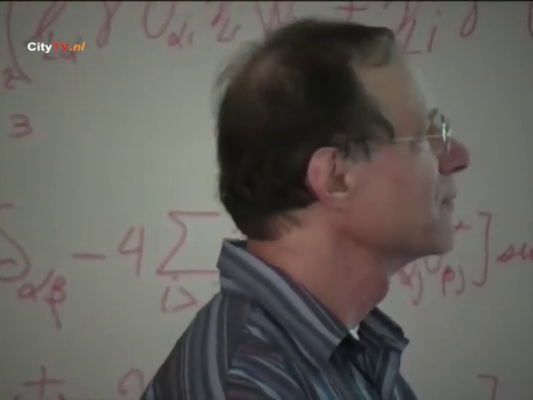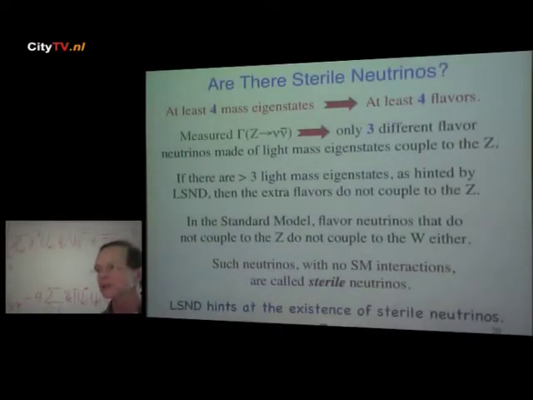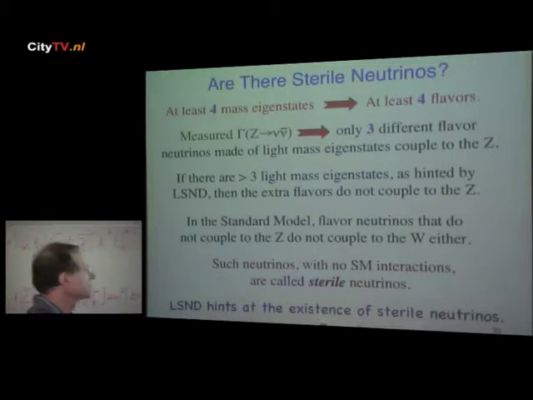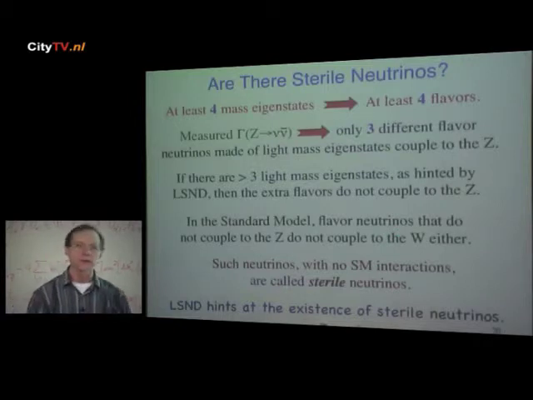And in the standard model, flavor neutrinos that don't couple to the Z don't couple to the W either. That comes from the weak isospin structure, the I_weak equals a half structure of the doublets, and the I equals 1 structure of the Z, and so forth. And such neutrinos that don't have standard model interactions, coupling neither to the Z nor the W, are what we call sterile neutrinos. So what LSND hints at is the existence of sterile neutrinos.